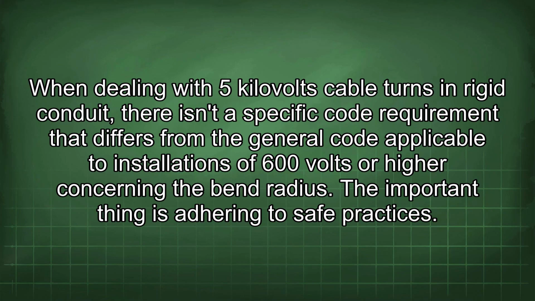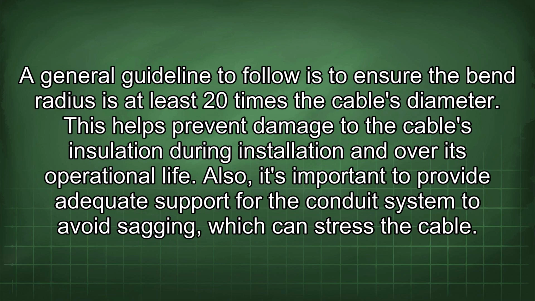When dealing with 5 kilovolt cable turns in rigid conduit, there isn't a specific code requirement that differs from the general code applicable to installations of 600 volts or higher concerning the bend radius. The important thing is adhering to safe practices. A general guideline to follow is to ensure the bend radius is at least 20 times the cable's diameter.